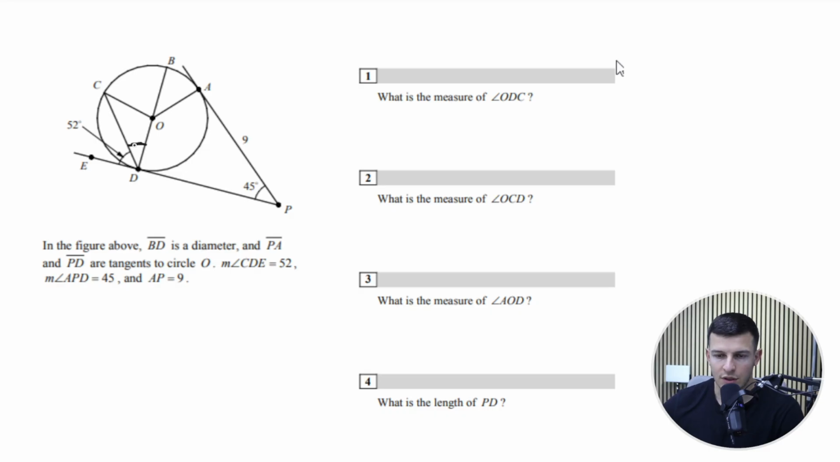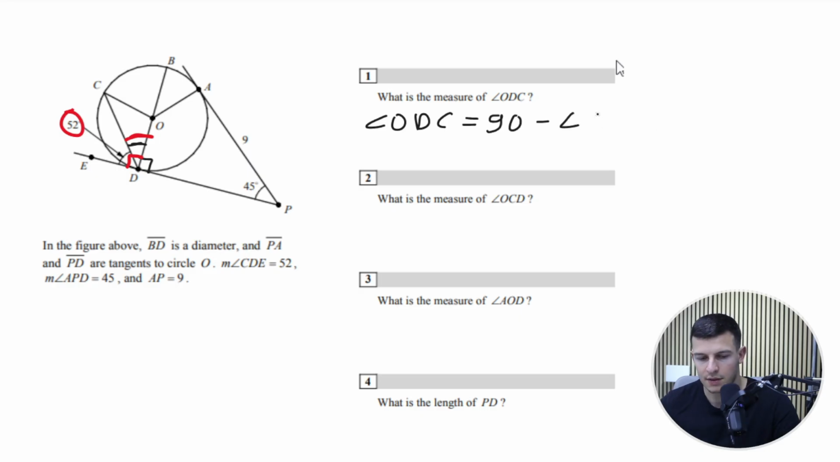Again, we just learned that if you have a tangent line, which PE is, or PD, it doesn't matter, then the radius to the tangent creates a 90-degree angle. So this part is 90, and so is this one, right? So if that's 90, and this one is 52, it's given, then the remaining part will be 90 minus 52. So angle ODC is equal to 90 minus 52, and that's going to be equal to 38 degrees.